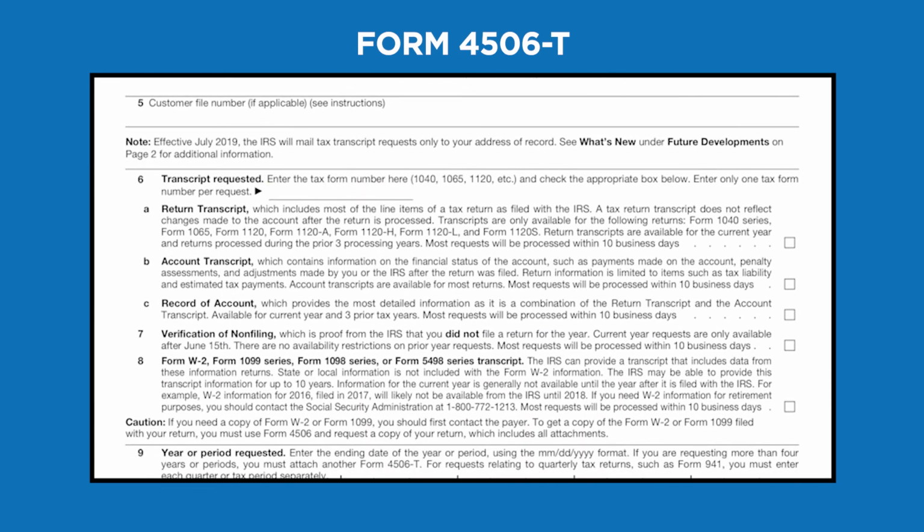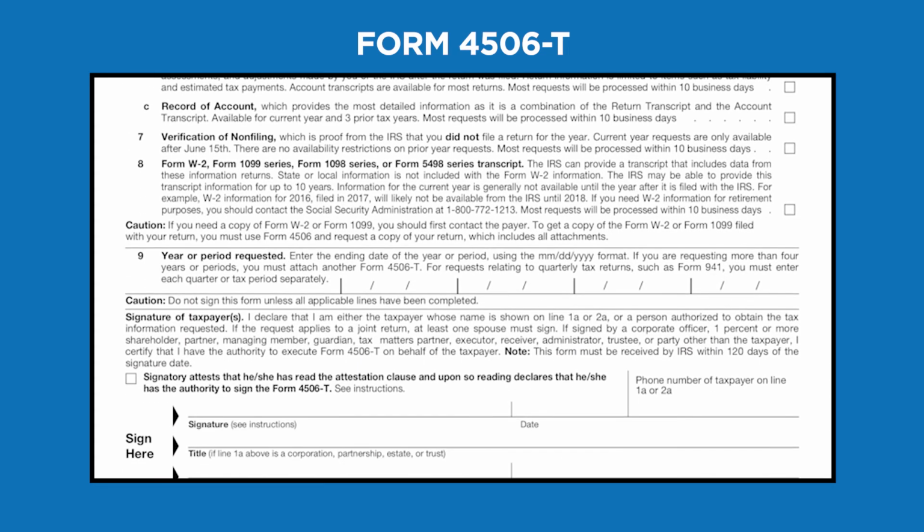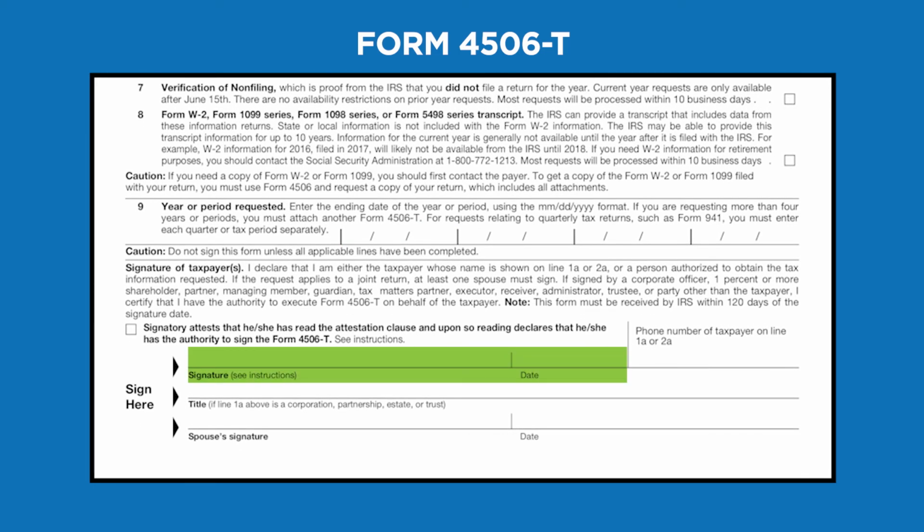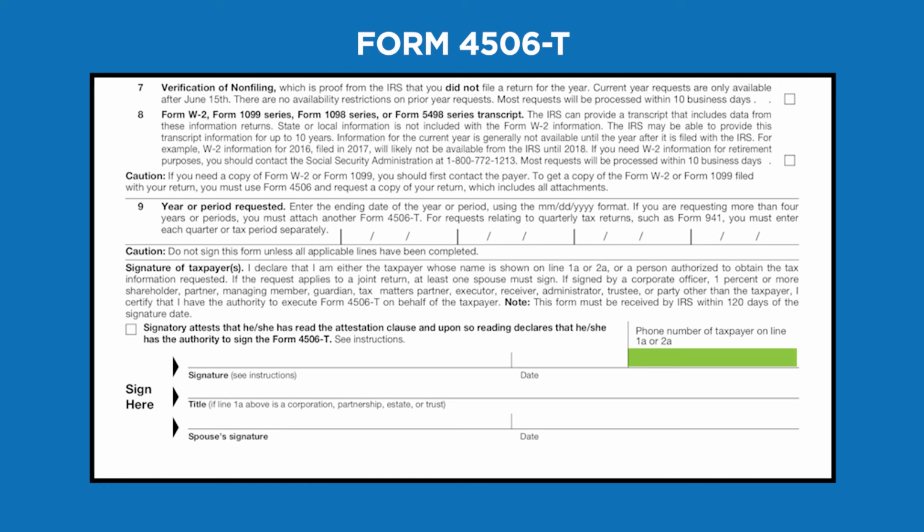If the household member did not file taxes, you must check question 7. On question 9, you must write the last day of the most recent tax year. For example, if you're completing this form in year 2020, you will write 12/31/2019. Then move on to signing, dating, and writing your phone number at the bottom of the form. Don't forget to check the box on top of your signature.